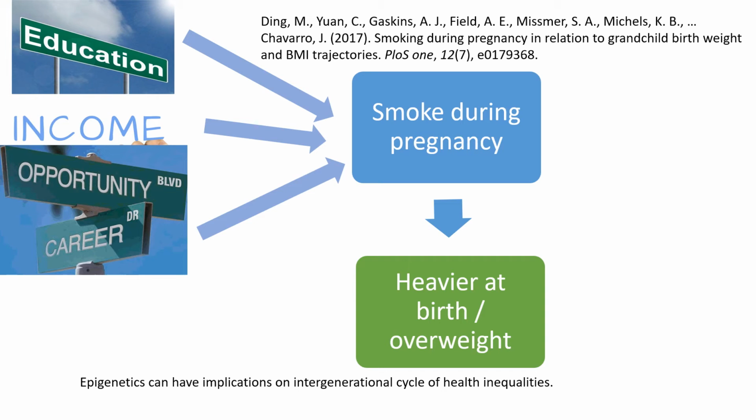All these factors, education, income, and occupation, determine where the person is going to live. And this determines who the person is going to mingle with on a daily basis and what information, health-wise, the person is going to get. And this determines whether the person is going to be aware of the implications of smoking during pregnancy.